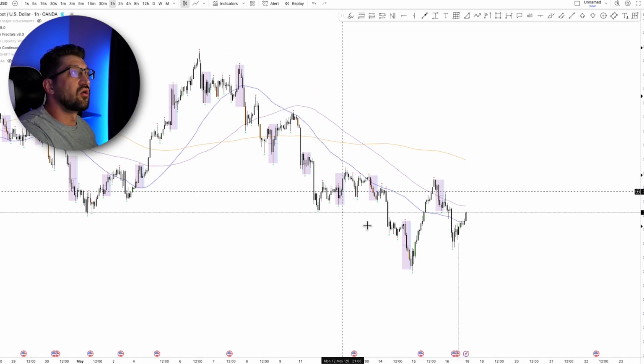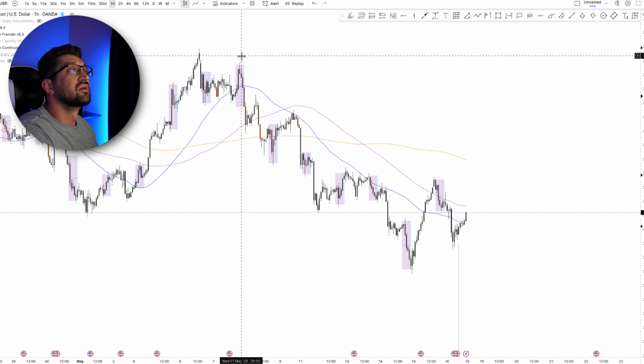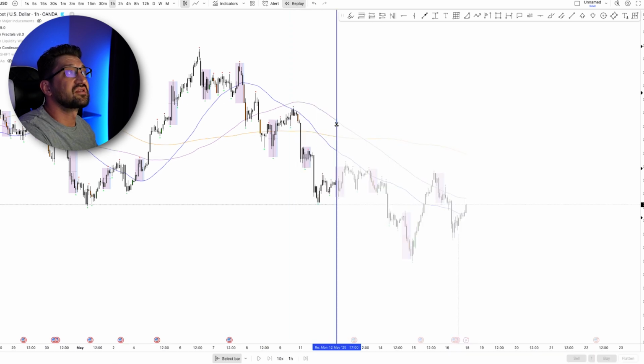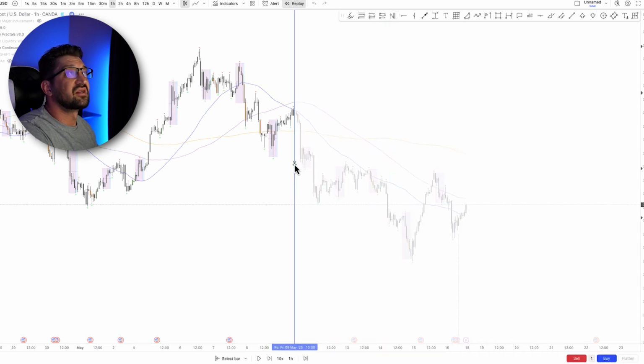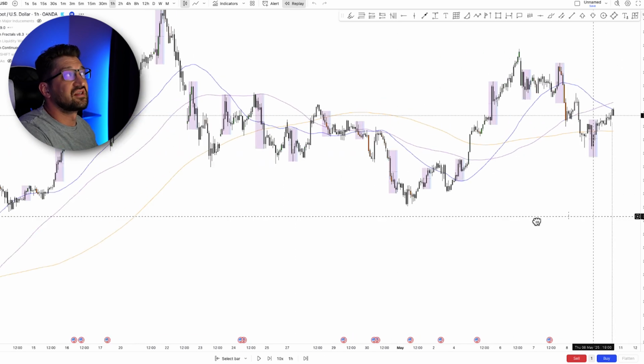All right. So I shorted this trade here. I actually took a couple of good shorts. I ended up shorting this and this. For the sake of this video, we're going to break down this trade first.